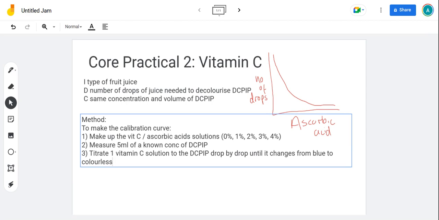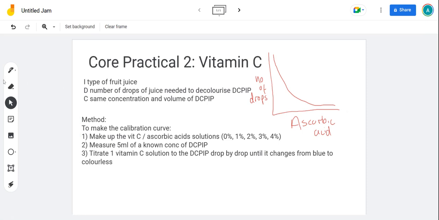And then you're going to do that for each concentration. So when you've done it for the first concentration, this axis down here, where I've put ascorbic acid, I should have put concentration. So here we've just done ours in percentages.